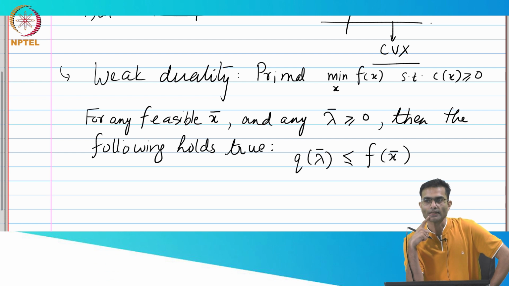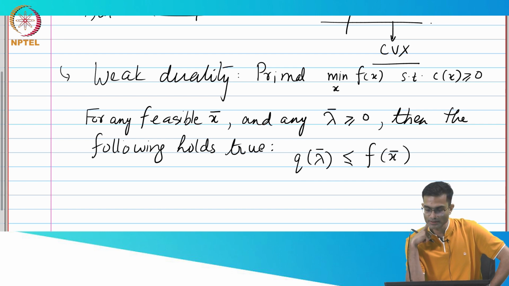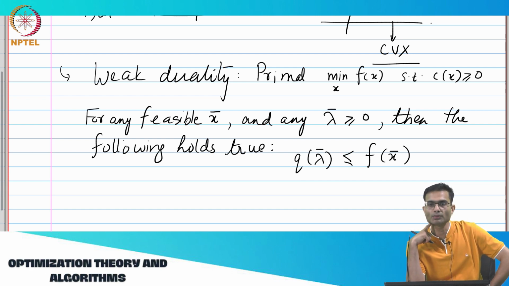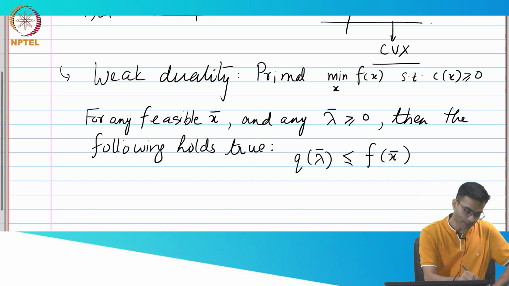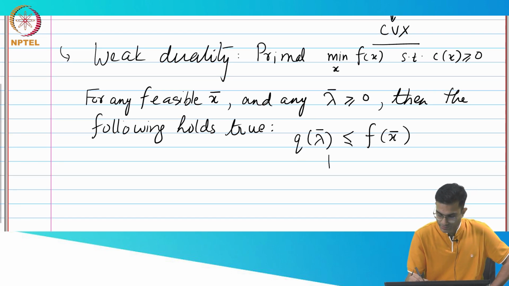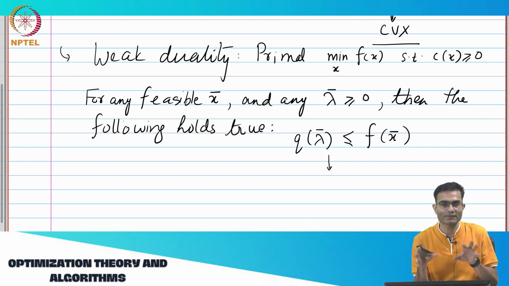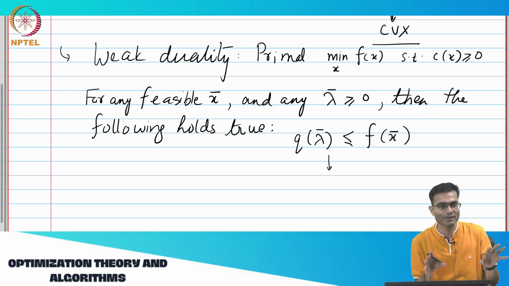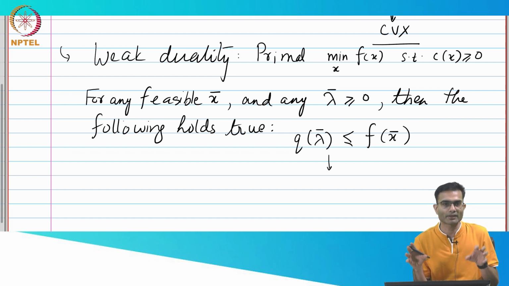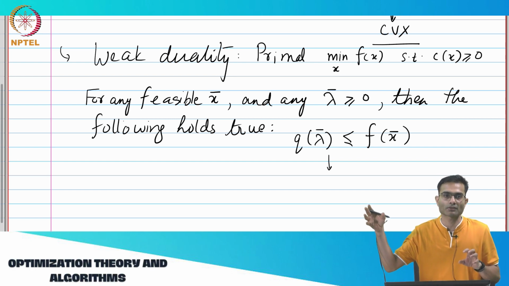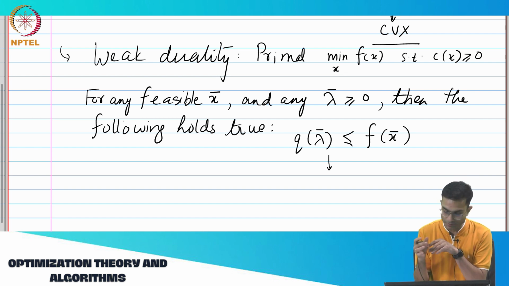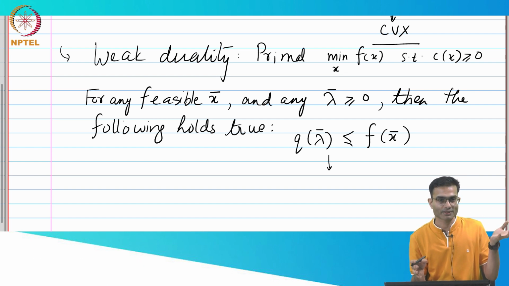So what is this saying? Take any feasible x bar, and take any lambda which is greater than or equal to 0, then the value of the dual problem is always less than or equal to the value of the primal problem. This in itself does not look very interesting, but because we have an inequality, we can make it even stronger. I have left hand side less than or equal to right hand side. If I want to make it really tight, what is the tightest I can do on the right hand side? A minimization operation or a maximization operation? Minimization operation. And on the left hand side, a maximization operation.